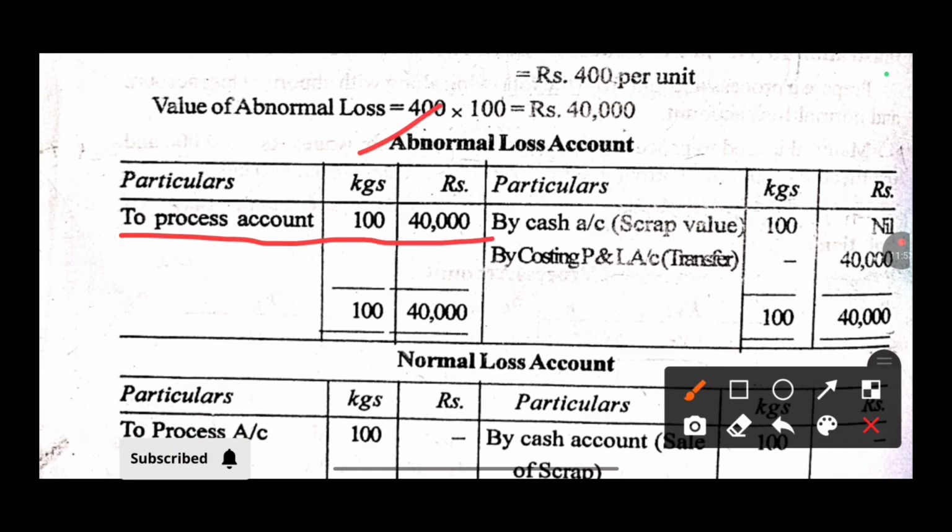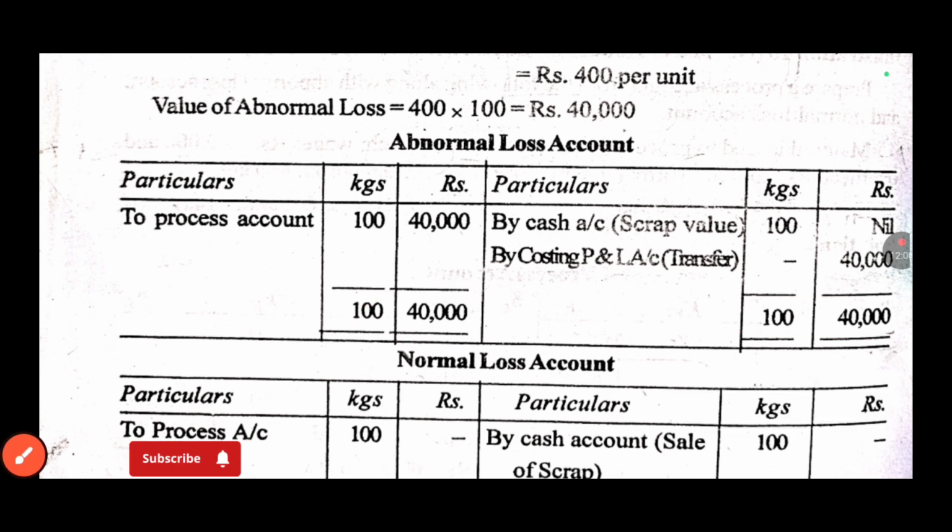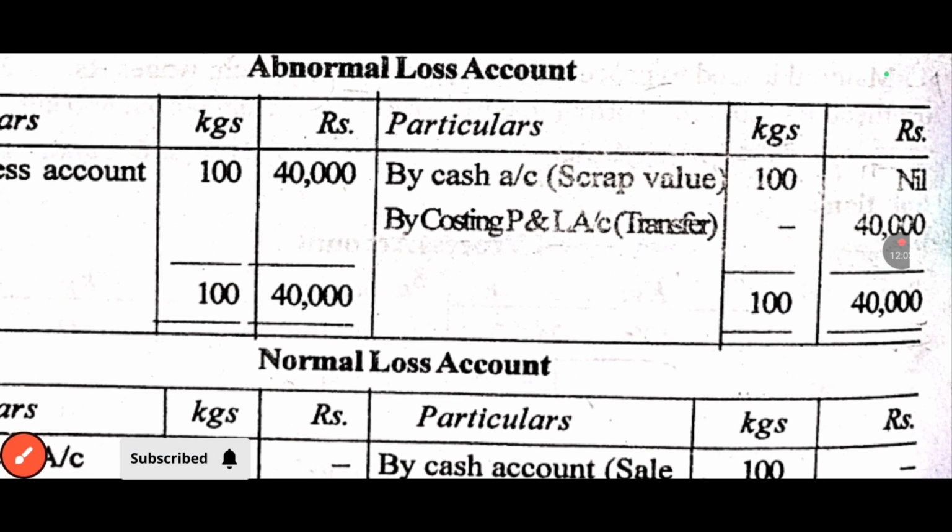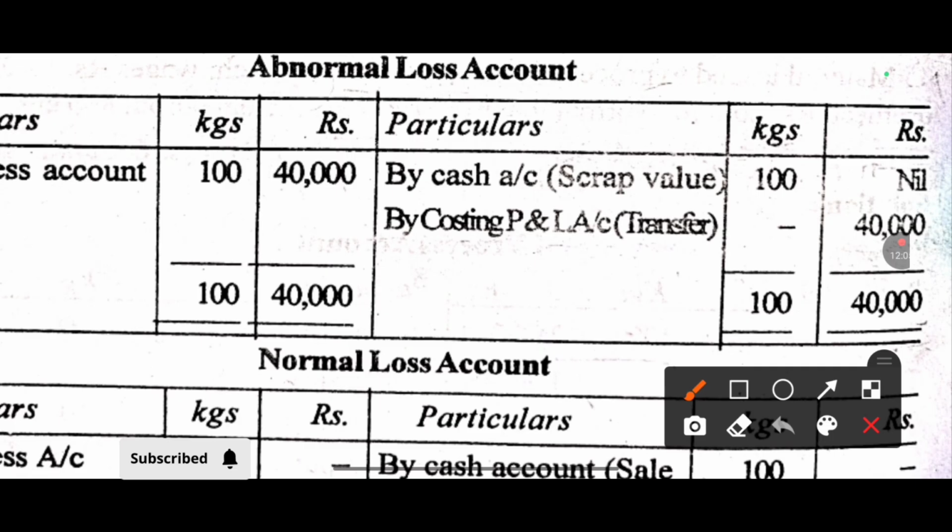The same value is entered as the total on both debtor and creditor side. Then we are going to tally this value. Let's take the unit column, which means the kilos column. How much kilo do we have as abnormal loss? 100 kilos. That 100 kilos is to be sold through scrap value.